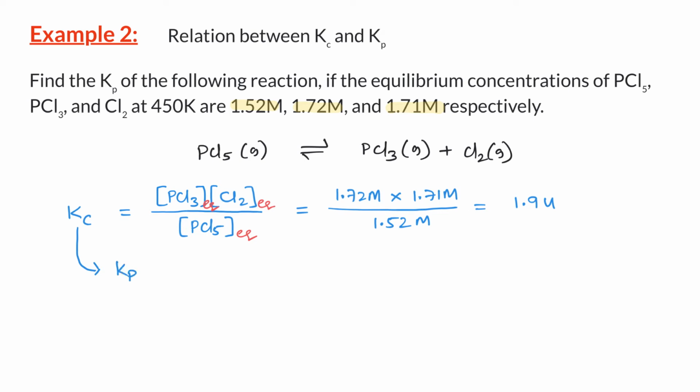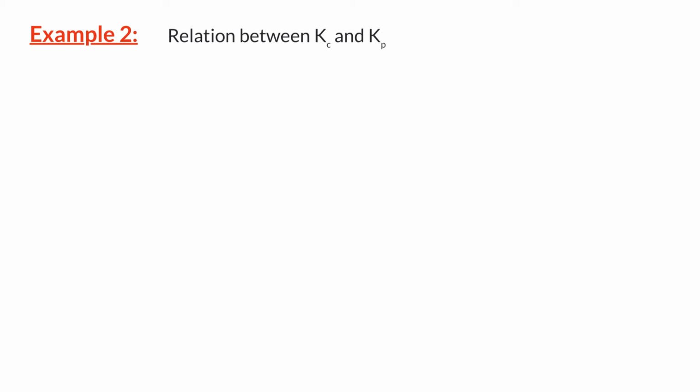Let us now calculate the equilibrium constant Kp from Kc. First, let me set up the equilibrium constant expression Kp. Kp is equal to the partial pressure of PCl3 times the partial pressure of Cl2 divided by the partial pressure of PCl5. Let us now derive a relation between Kc and Kp. We use the ideal gas equation to do that. We know that PV is equal to nRT. If we divide both sides of the equation by volume, we get pressure P is equal to n over V times RT.